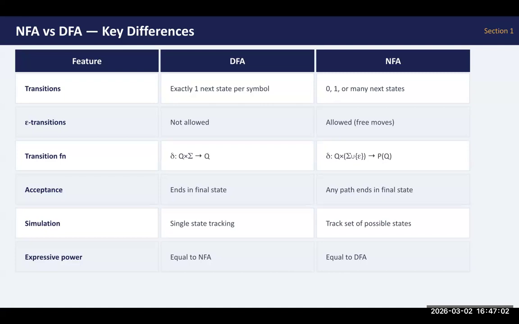The acceptance for a DFA is ending in a final state, and the acceptance for an NFA is defined as any path that leads to a final state. For a DFA, the simulation is single state tracking, and for an NFA, it tracks a set of possible states. And expressive power is basically equal, so they can recognize the same languages.